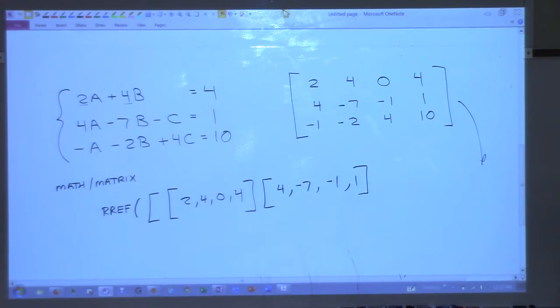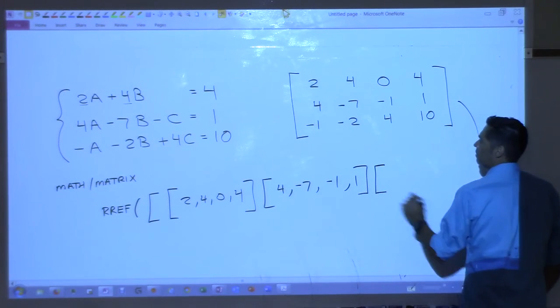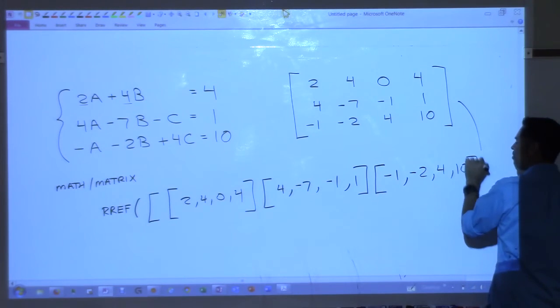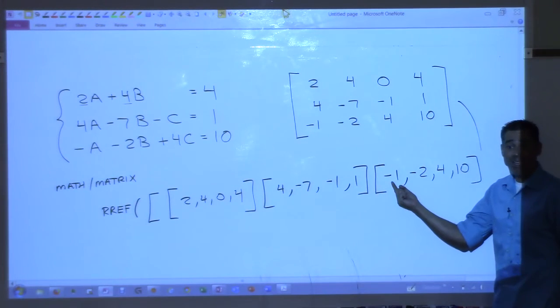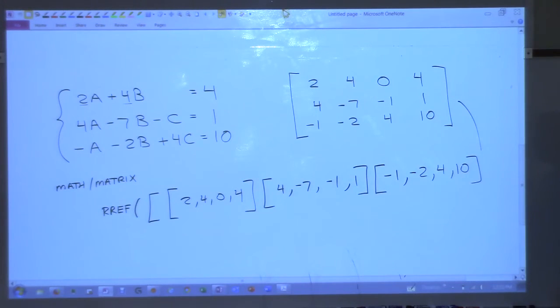Make sense? Next row. Bracket. -1, -2, 4, 10. Make sure when you're doing this, you're using the negative key, not the minus key. What do you think is going to come after that last row? Close bracket, and then after the bracket, close parenthesis. Did anyone get it to work yet? Hit enter.